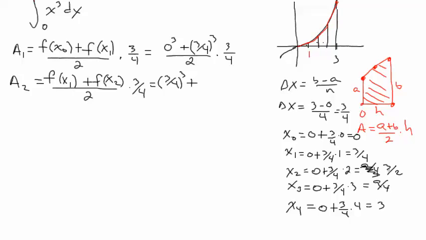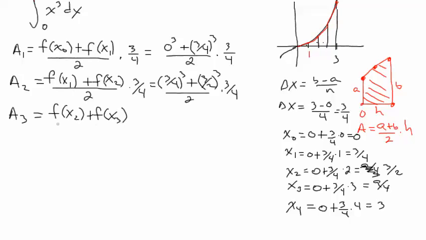And now we do 3/2 cubed. Divide that by 2 times that by 3/4. All right, so I'll let you figure out what these guys are. Now we got the third trapezoid, f of x2 plus f of x3, right, divide that by 2 times.